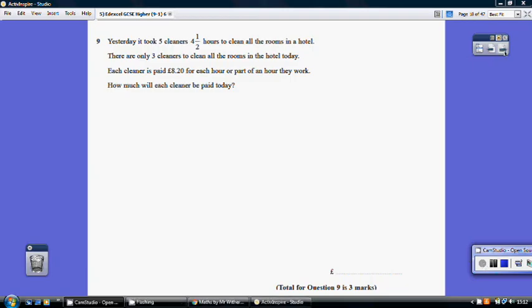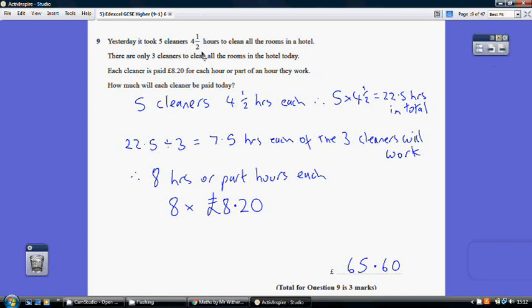Question 9. So yesterday it took 5 cleaners 4.5 hours each to clean all the rooms. So how many hours in total did it take? 5 times 4.5, which is 22.5 hours.